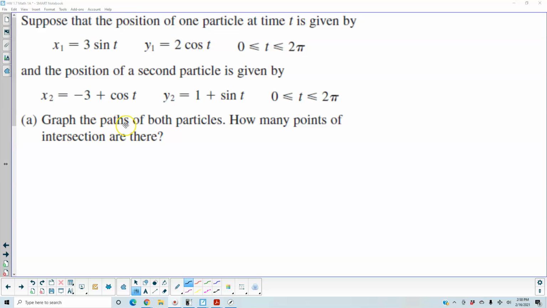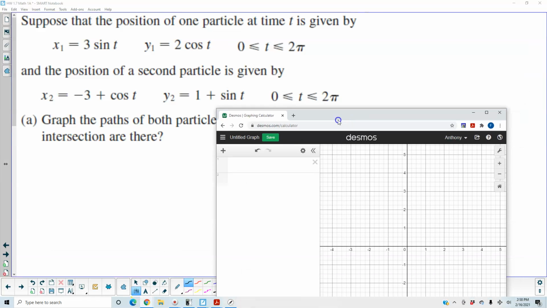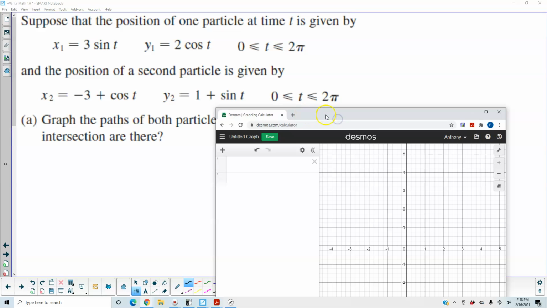We want to graph the paths of both particles. How many points of intersection are there? So what we can do is go ahead and graph this on Desmos. So let's go ahead and do that.